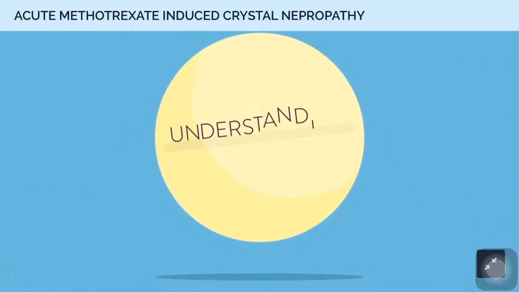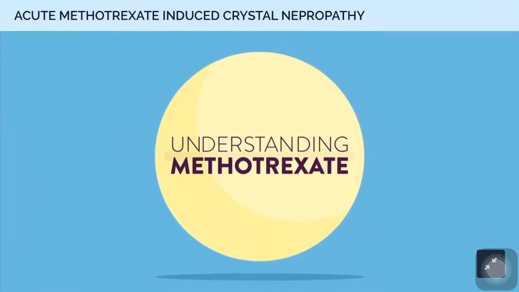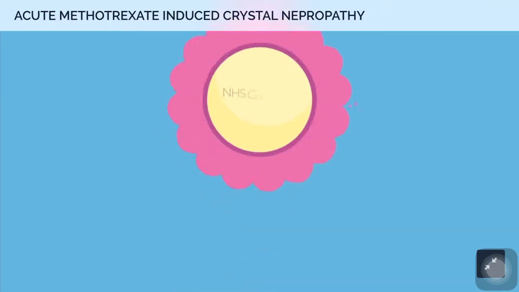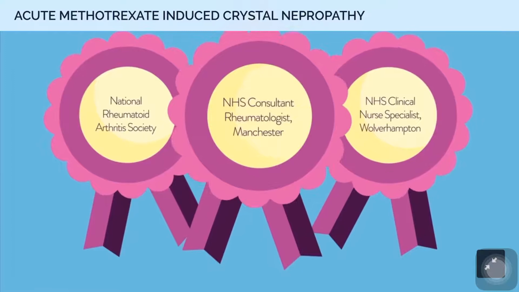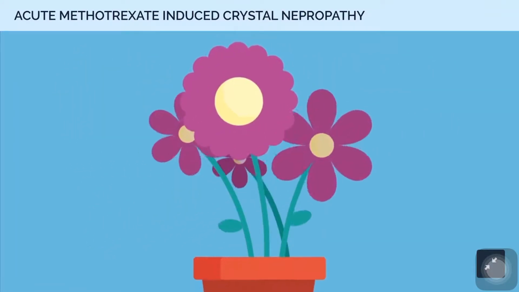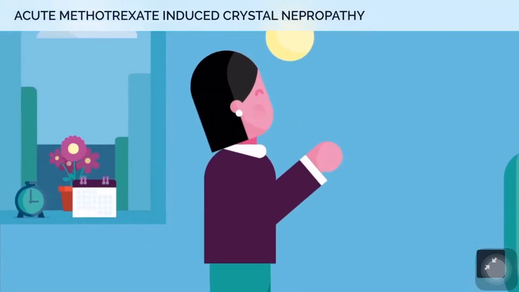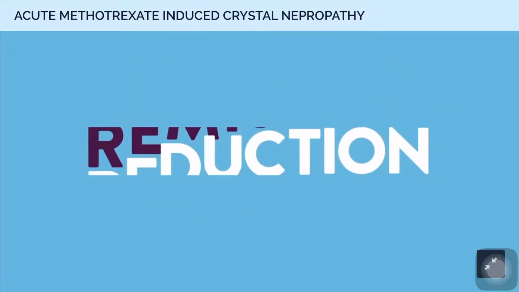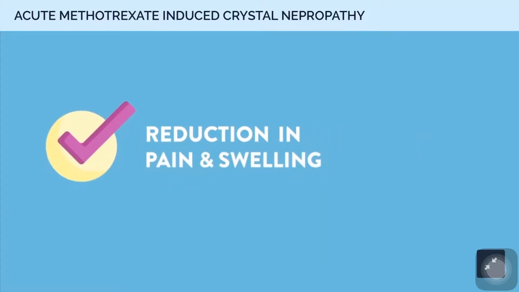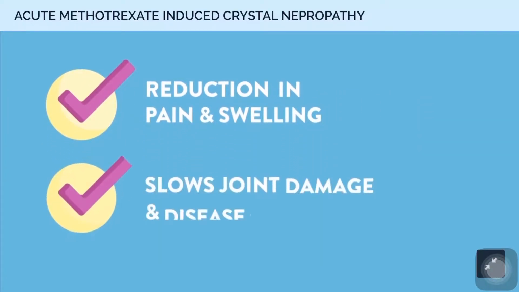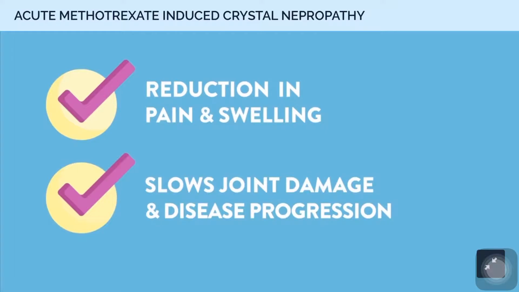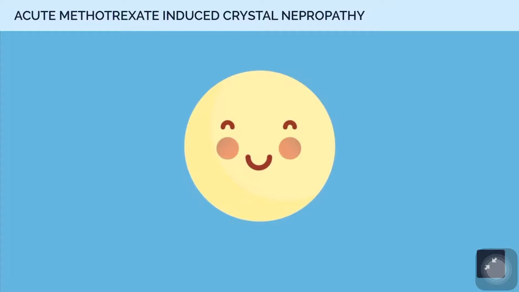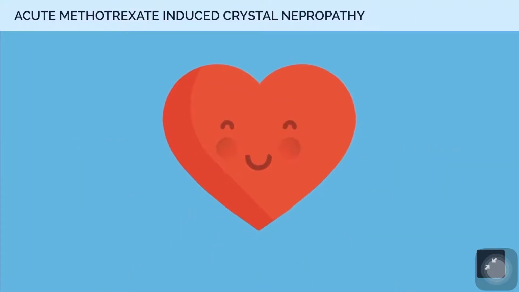Low-dose methotrexate is extremely effective for treating rheumatoid arthritis and other conditions such as psoriasis. It remains the gold standard treatment within the professional healthcare community and has helped many patients feel better, control their disease, and achieve remission. Taken once a week, methotrexate works by reducing pain and swelling and can slow joint damage and disease progression over time. There is also evidence that methotrexate may reduce the burden of heart disease in rheumatoid arthritis.